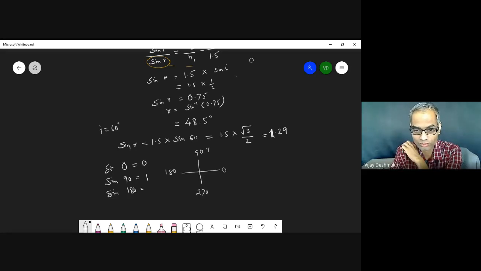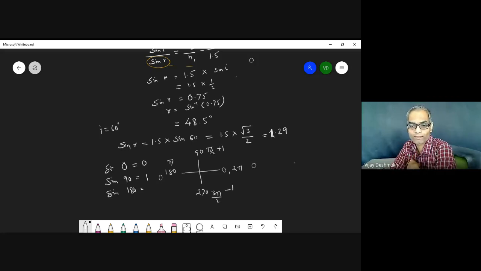Or 0, pi by 2, pi and 3 pi by 2. And again this is 2 pi. Okay. So sin 0 is 0, sin 180 is 0. This is +1, this is -1.